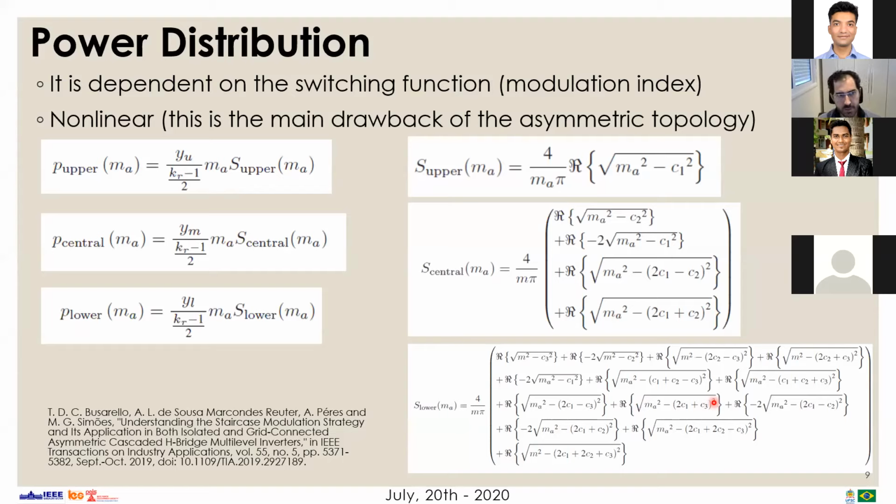Of course, they are completely nonlinear. I won't get into details of these equations, but if you are interested in understanding them, you can take a look at my paper that I published in the IEEE Transactions on Industry Applications last year. These equations are quite crazy, but they show the nonlinear behavior of the staircase modulation and how the power is distributed. Again, this is the main drawback of the asymmetric topology. It's completely nonlinear, and this is not easy to handle.